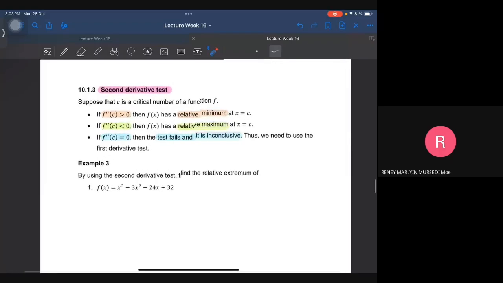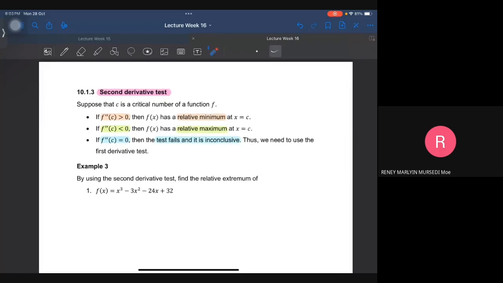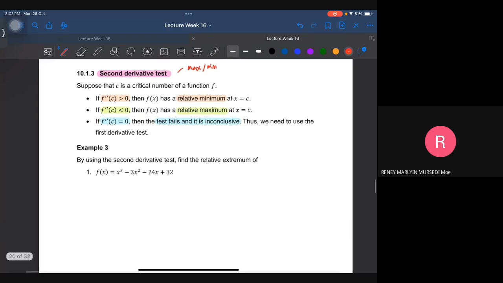Okay, so malam ni kita belajar dengan second derivative test dulu. Sama juga function untuk first dengan second derivative test ni is to determine your maximum and your minimum. Okay, so madam akan pergi terus kepada bahagian example macam biasa. Example 3, dia kata by using the second derivative test, find the relative extremum of the following function.